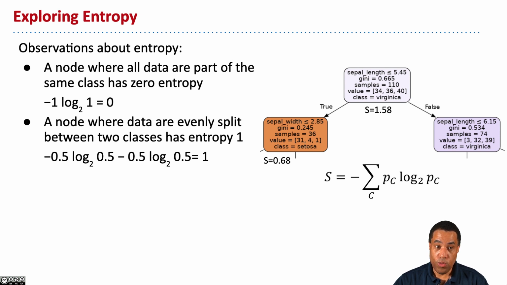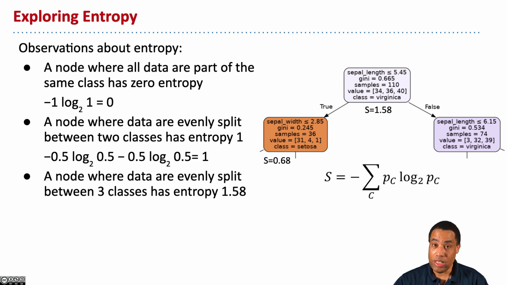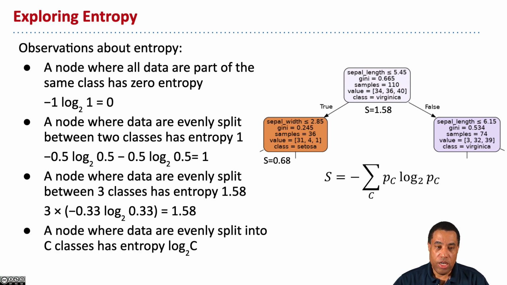All right, so all the same class, 0, equally split, 1. What about if we have multiple classes? What will we end up with? Well, if we had 3 classes, we'd end up with entropy 1.58. The logs don't work out as nicely, but you can see the entropy is going up. As we have more and more classes, that's going to be more unpredictability for that particular node. Now, a node where we have the data split into C classes is going to have entropy log base 2 of C.